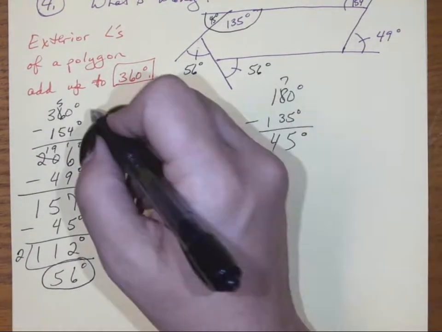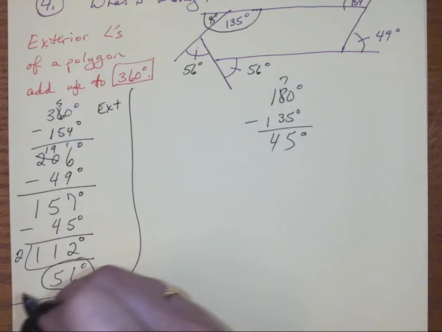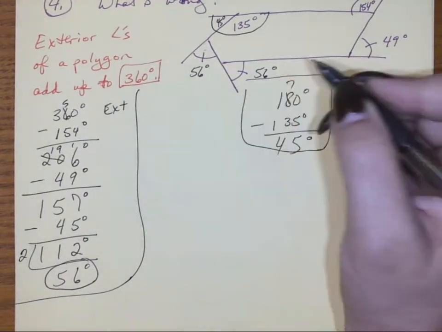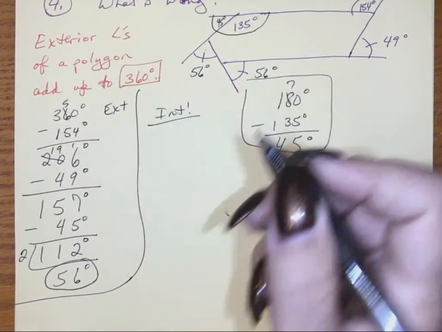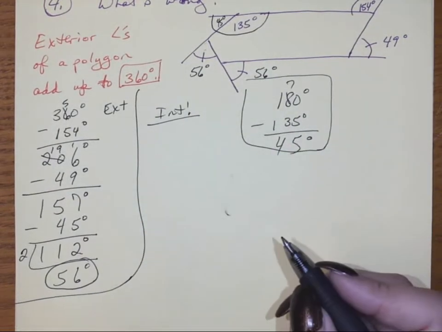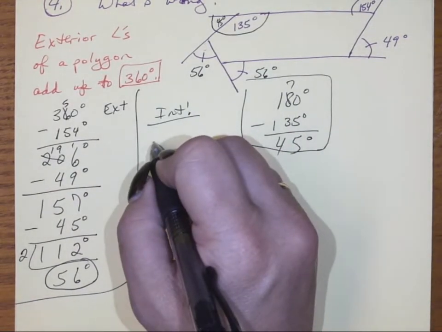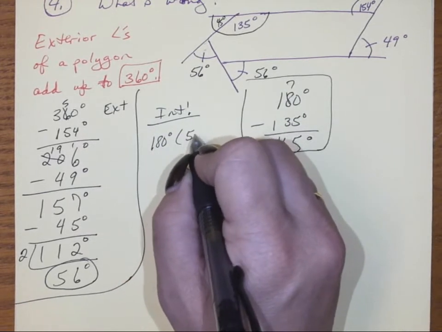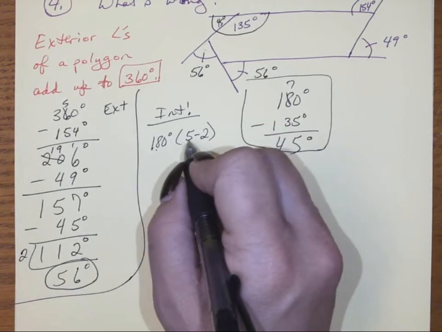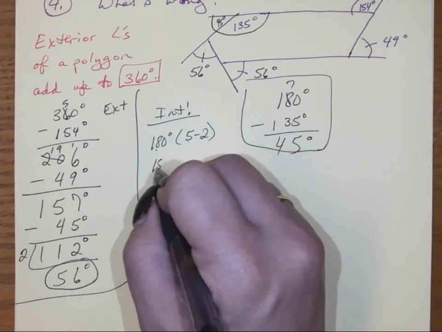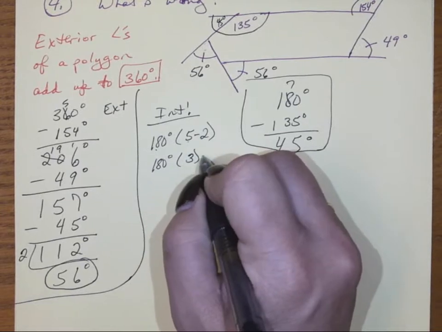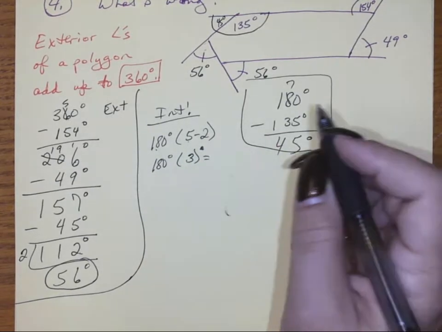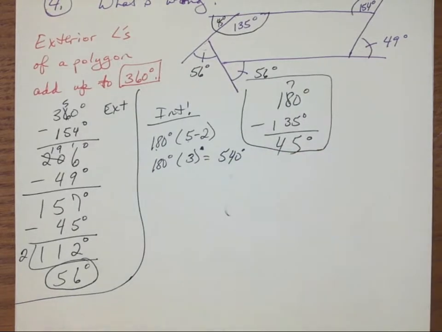All right, so these were exterior. Let's talk about interior. Well, the interior angles of this particular pentagon, we know the formula for interior angles is 180 degrees times n, which in this case is a 5-sided guy, minus 2. So 180 times 3 should be, not degrees, should be 540 degrees. If I've done everything correctly in my head, I'm pretty sure I have. So let's go ahead and figure out what all of these angles are.